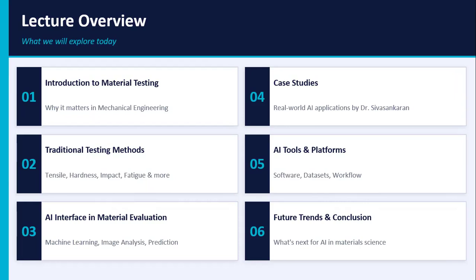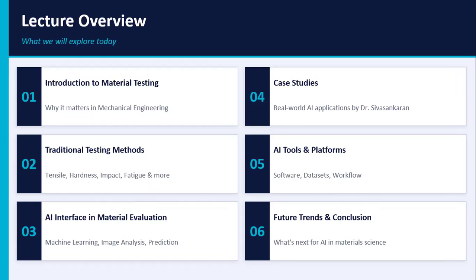Coming over to the lecture overview, what are we going to explore in this session? We will discuss six major key areas. First, we are going to discuss the existing fundamentals and importance of material testing in core mechanical engineering.